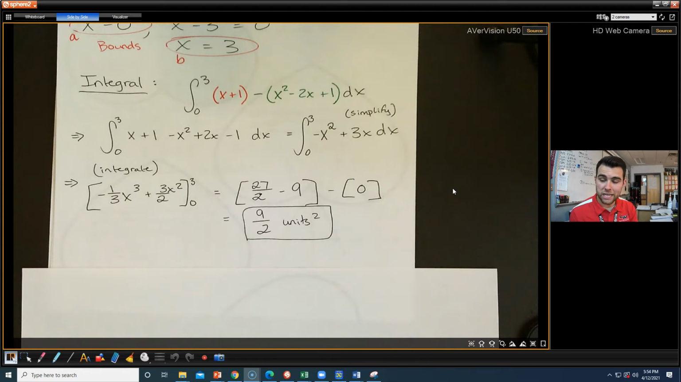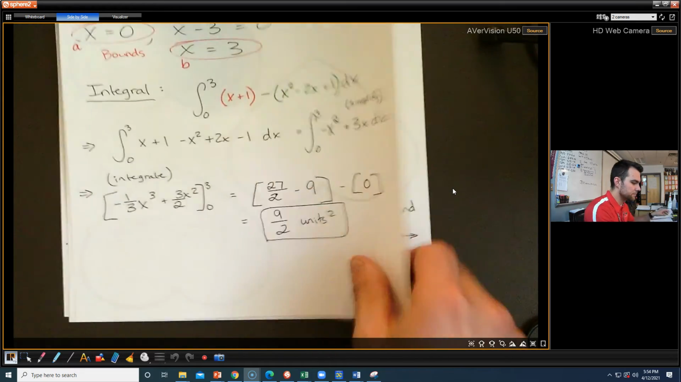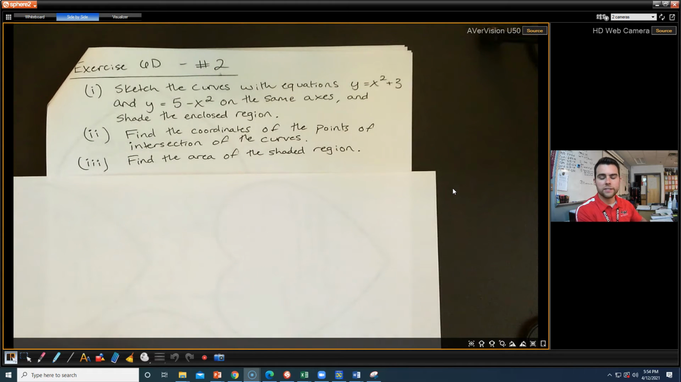I know that was a quick example. Let's see one more, taken from your exercise 6D. This is number 2 from exercise 6D, and we're tasked with 3 different things. This is more typical of a problem that you'll see. It tells us to sketch the curves y equals x squared plus 3 and y equals 5 minus x squared on the same axes, and then shade the enclosed region.